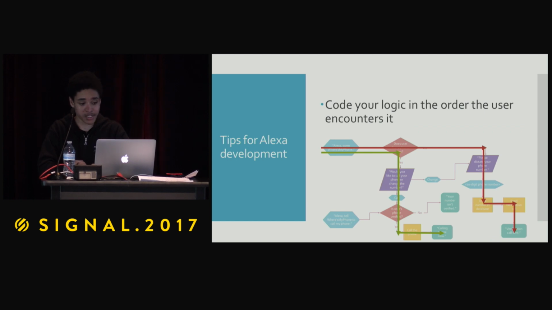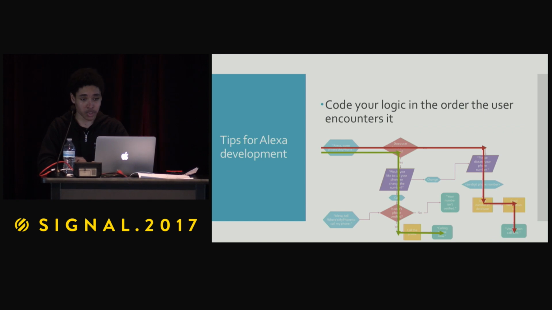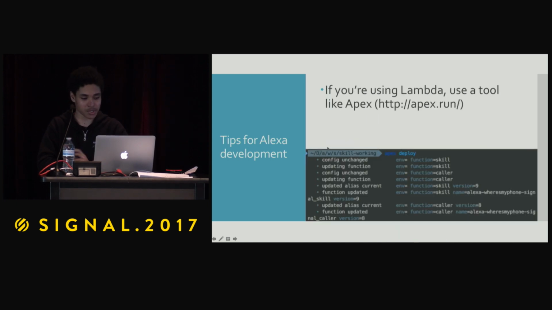Okay, code the logic for your skill in the order that the user encounters it. So that's what I mentioned earlier. Make a VUI diagram if you like diagrams, and then just code in the order that the user would encounter each bit of logic that's in your skill. And if you're using Lambda, use a tool like Apex because it makes everything so much easier compared to using the Node library from Amazon.